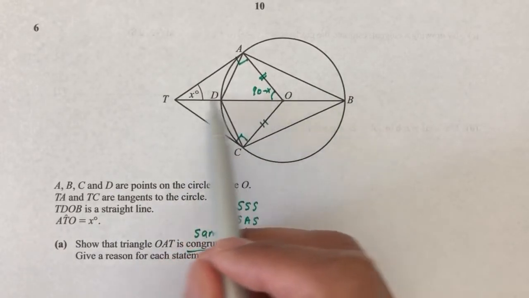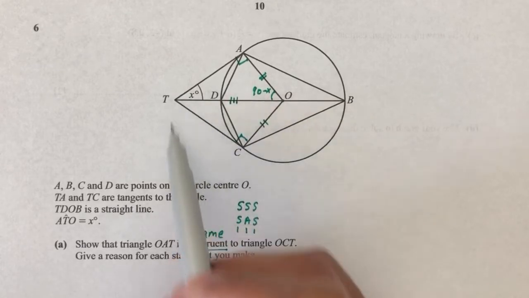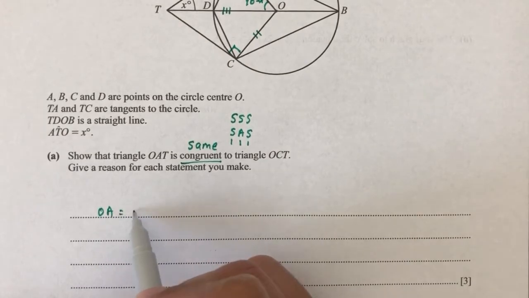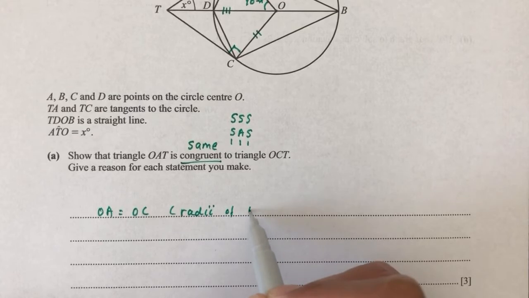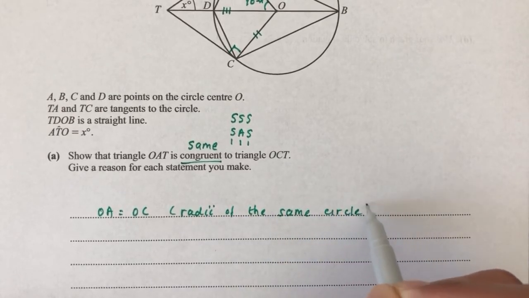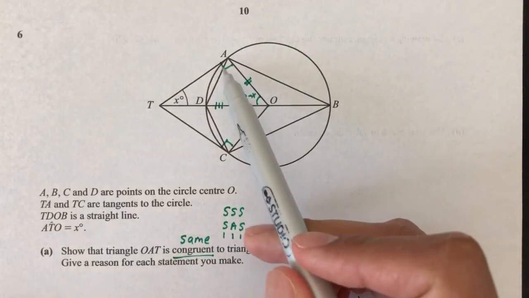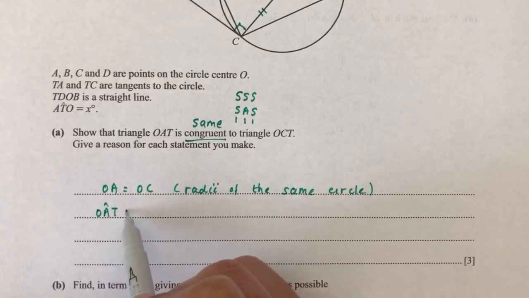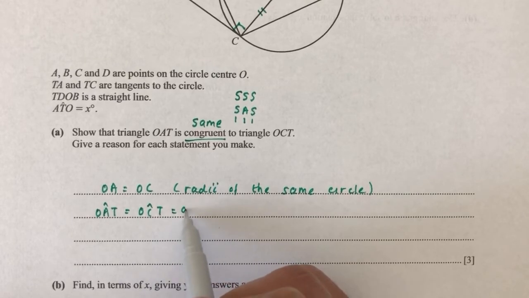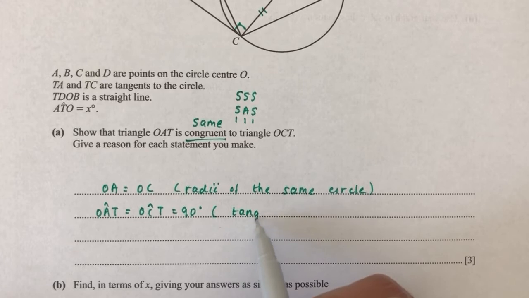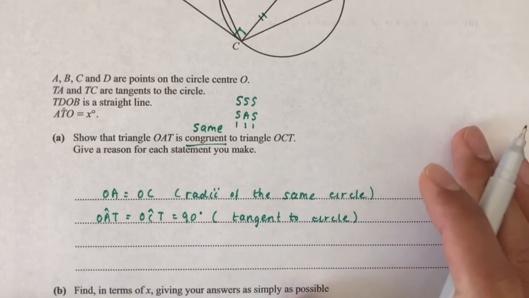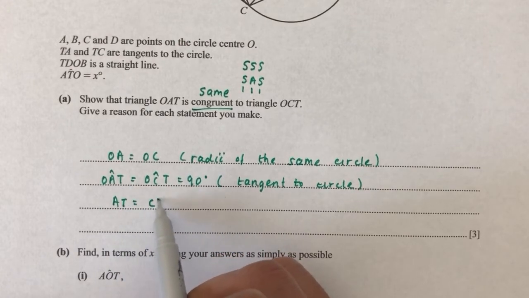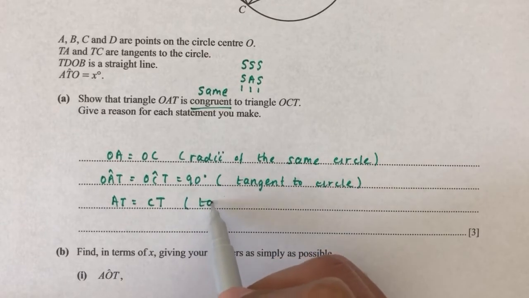So what is the other thing we know? We know that this is the same length for both. So OT is OT for both. So let's write this down one by one. The first thing we saw is that OA and OC are the same. So OA equal to OC because they are radius of the same circle. That's the first point. And then we say that the angle here is 90. So angle OAT is equal to angle OCT, which is 90 because they are tangent to circle. And then now we have side AT equal to side CT. So AT equal to CT because they are tangent meeting at the same point.